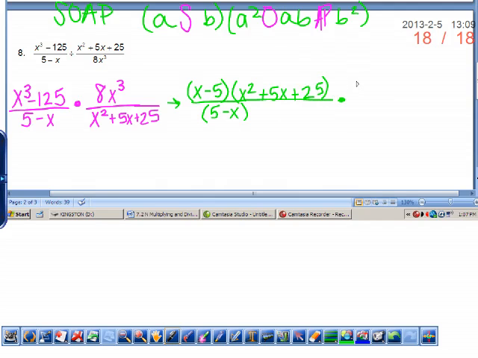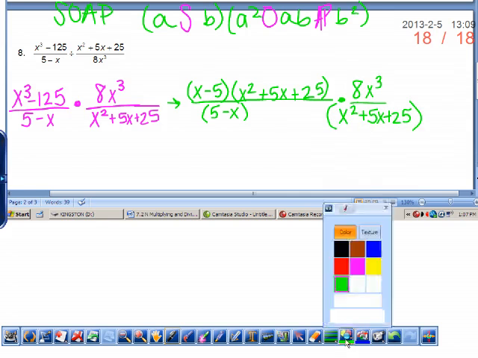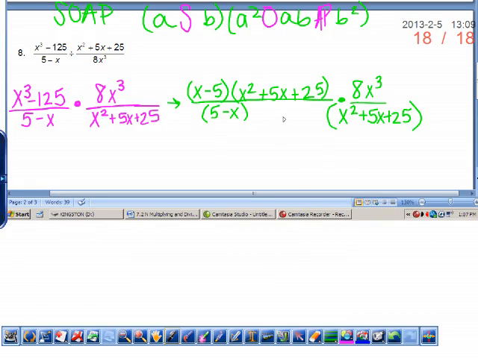Can we do anything with 8x cubed? No, just leave it as 8x cubed. We'll talk about that part in just a second. Over x squared plus 5x plus 25. All right, what's one thing we notice? We can factor x squared plus 5x plus 25. Does that factor? Are there factors of 25 that add up to 5? No. So can I go ahead and cancel these then?